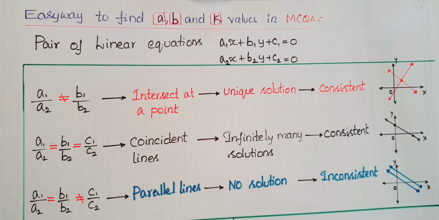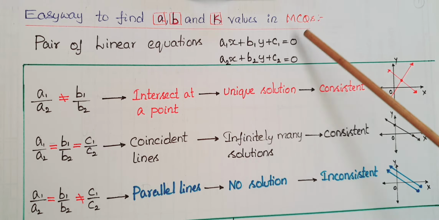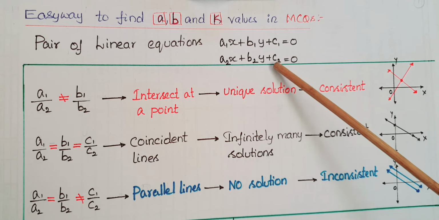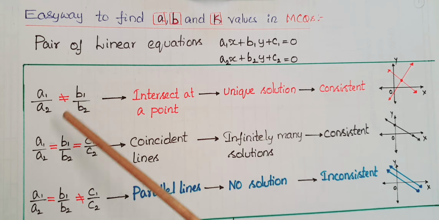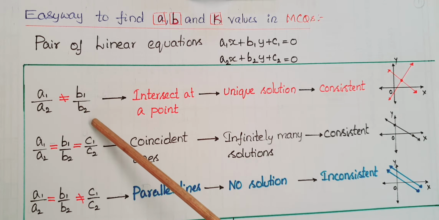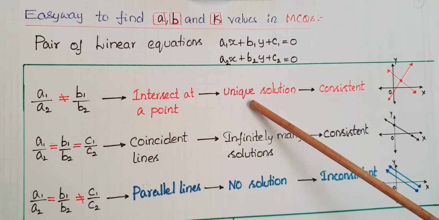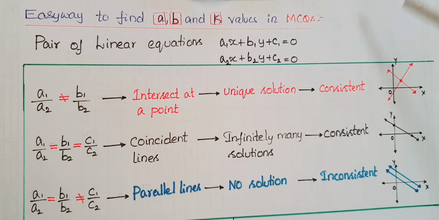Hello everyone. Today I am going to tell an easy way to find a, b and k values in MCQs by using ratios of coefficients in pair of linear equations. We know that a1x plus b1y plus c1 is equal to 0 and a2x plus b2y plus c2 is equal to 0. These two are pair of linear equations, and if a1 by a2 is not equal to b1 by b2, those lines intersect at a point and they have a unique solution and they are consistent.